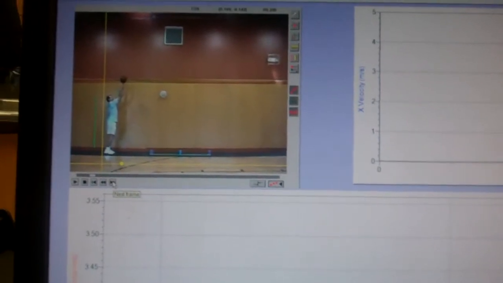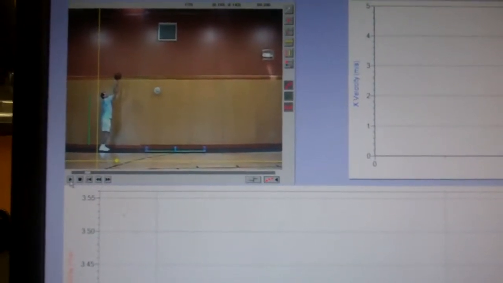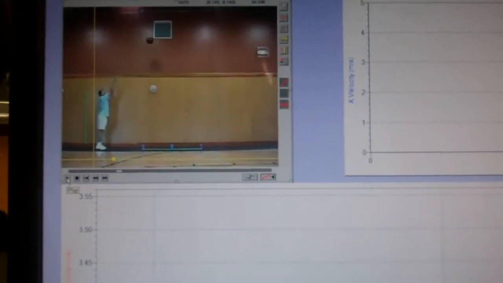Okay, now this lab is lab 5. And we are going to be using the computer to measure everything. Now if we watch the video that we're going to analyze, let's just watch it.